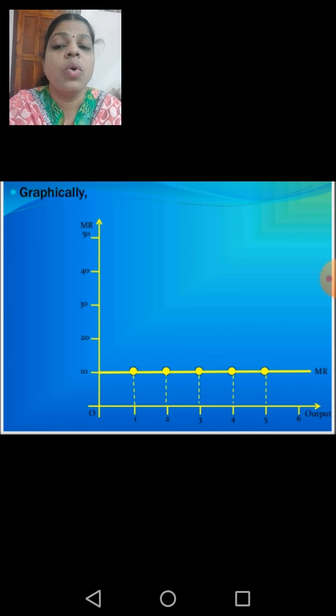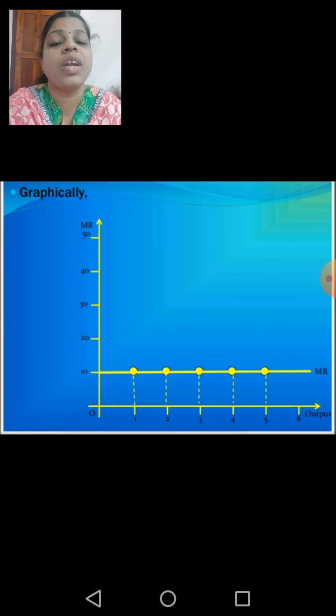So what inference can we make from this? The values of the price, the average revenue and the marginal revenue in a perfectly competitive market are all constant, all the same. So the shapes are also exactly the same as the price. So children, this is the manner in which we can calculate the total revenue, average revenue and marginal revenue.